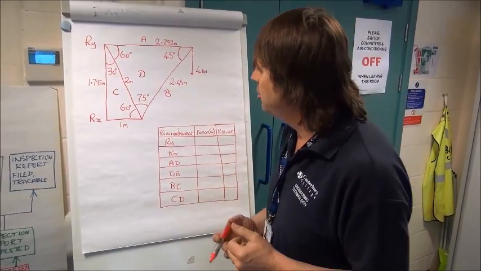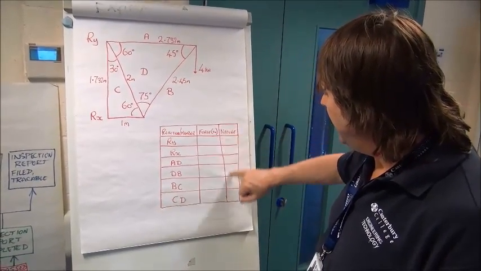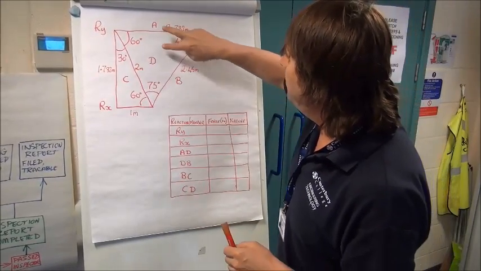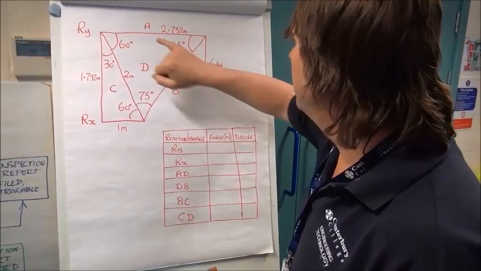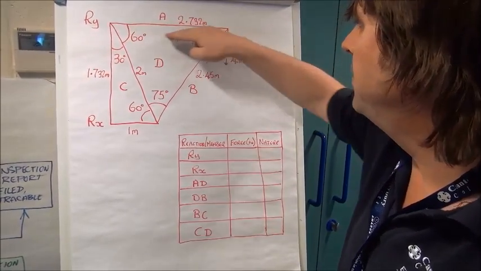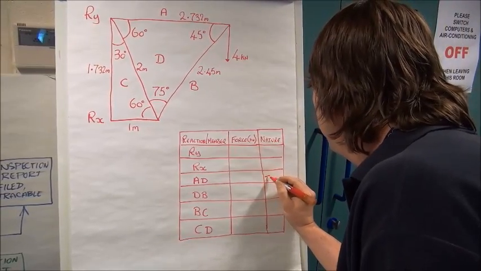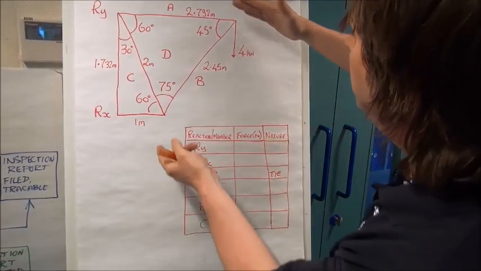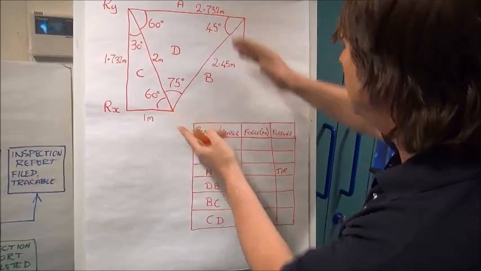So back with our drawing, we can immediately mark some things into the table here. From the framework, we worked out that the nature of the force in member AD would be tensile. So a tensile force is known as a tie. Member DB suffers compressive stress, so it's a strut.